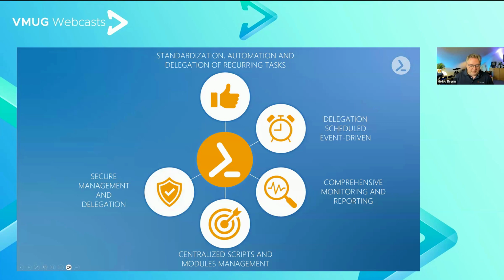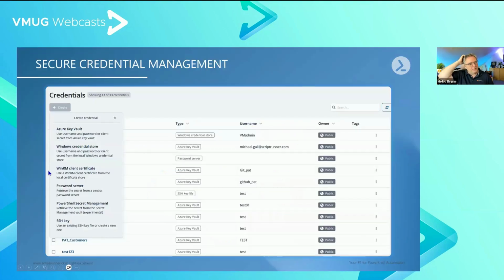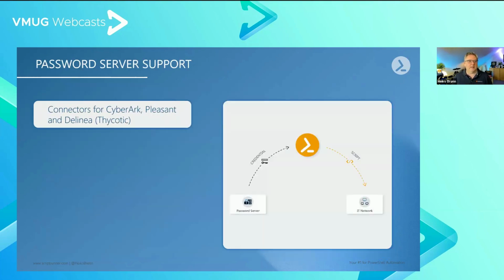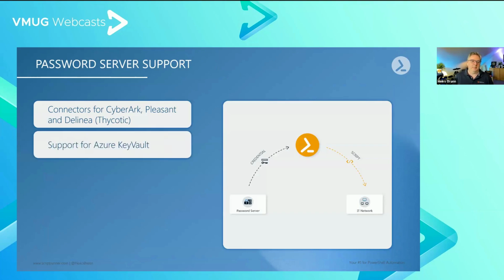And then from the security perspective, number one, of course, the question: where and how do I manage the credentials that I need to use to connect to my VMware environment or to other environments as well? And here again, it's centralized, of course, and you can store them locally. You can store them in Azure Key Vault, for example, or in password servers. Right now, we have connectors for CyberArk, Pleasant, and Delinea. Many more are coming in the next couple of months.